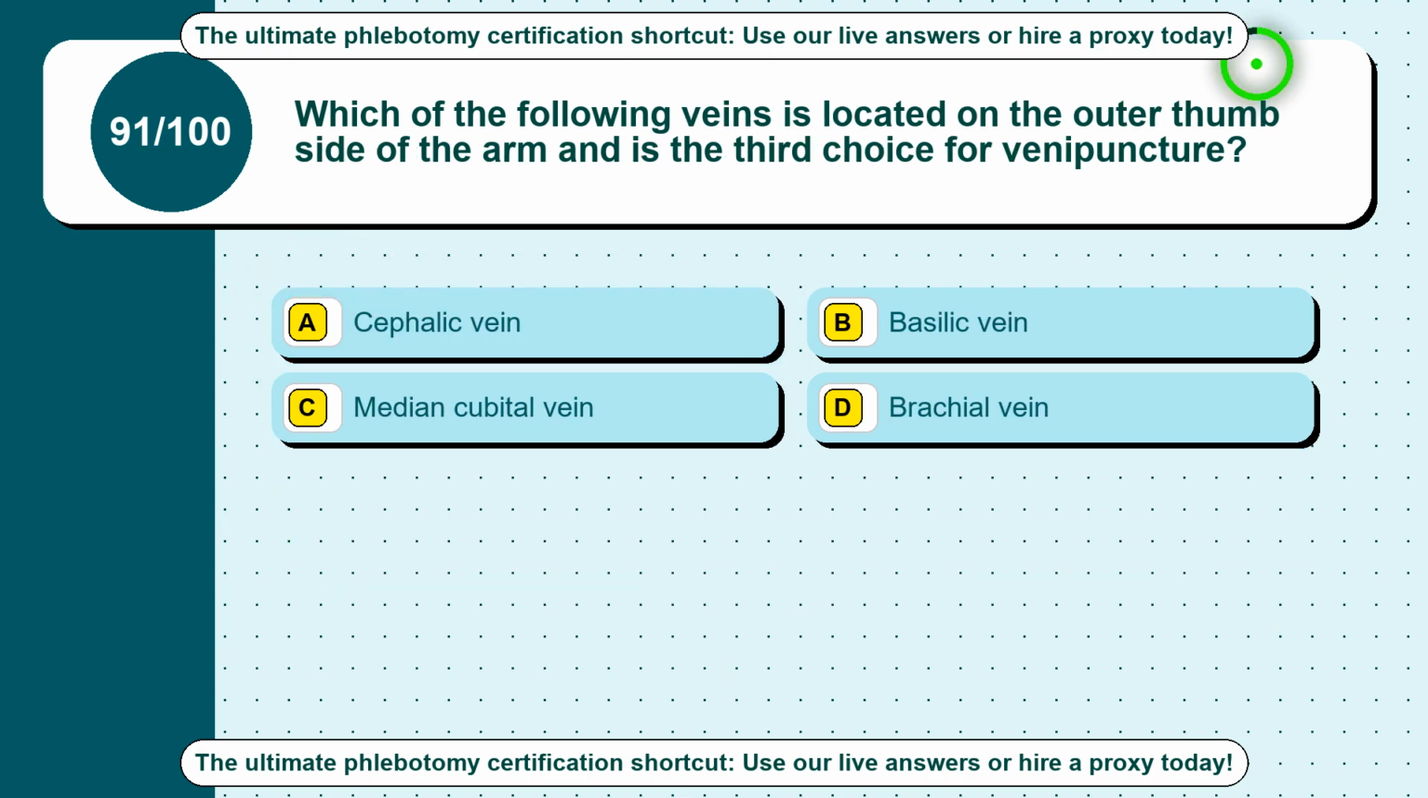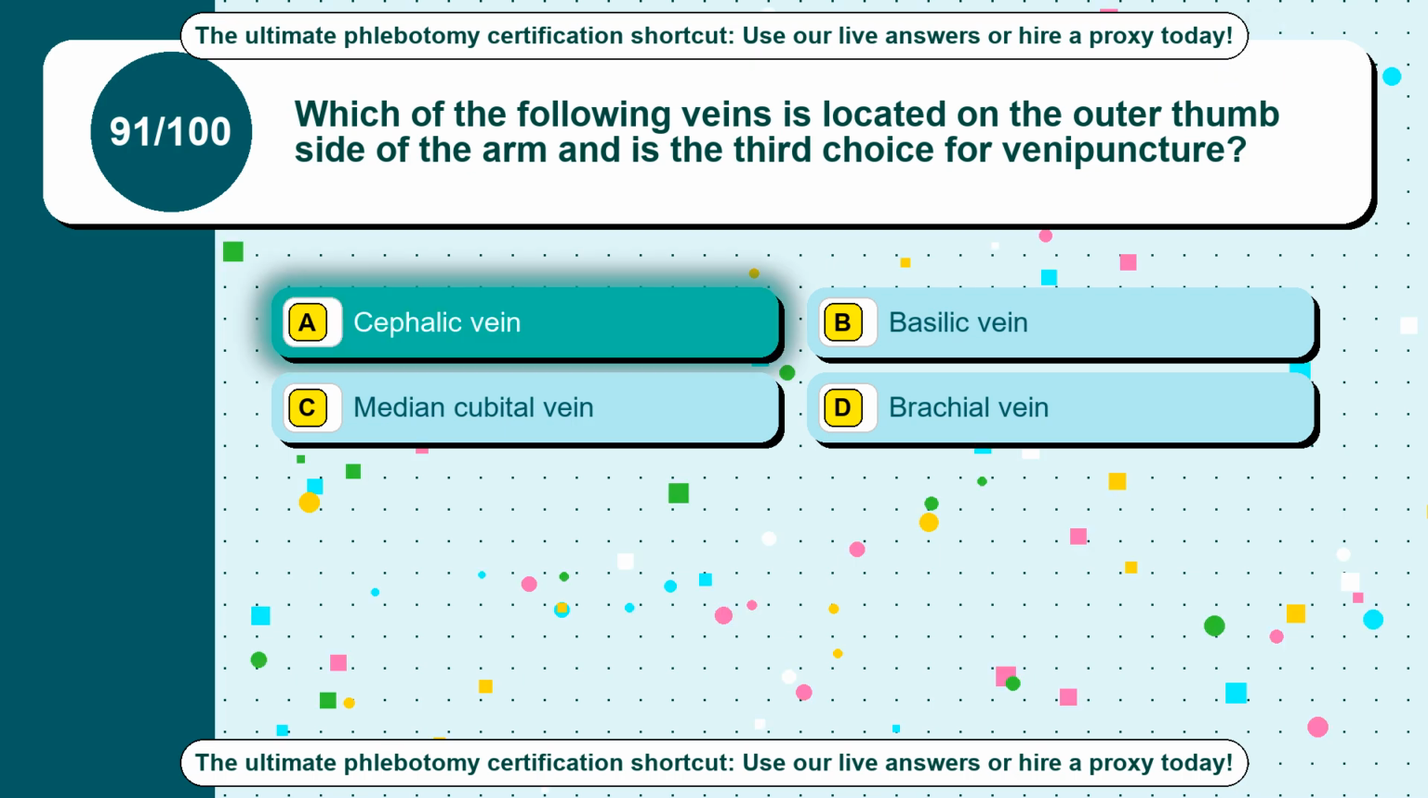Question 91. Which of the following veins is located on the outer thumb side of the arm and is the third choice for venipuncture? Option A, cephalic vein. Option B, basilic vein. Option C, median cubital vein. Option D, brachial vein. The correct answer is option A, cephalic vein.